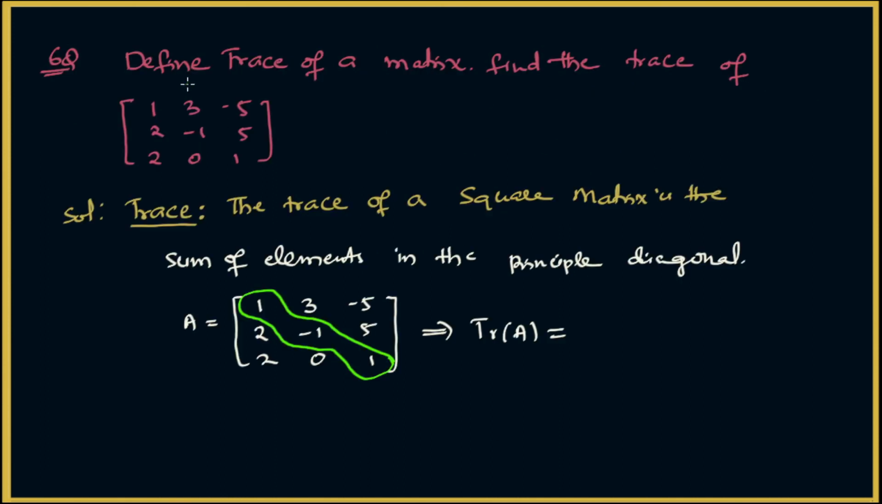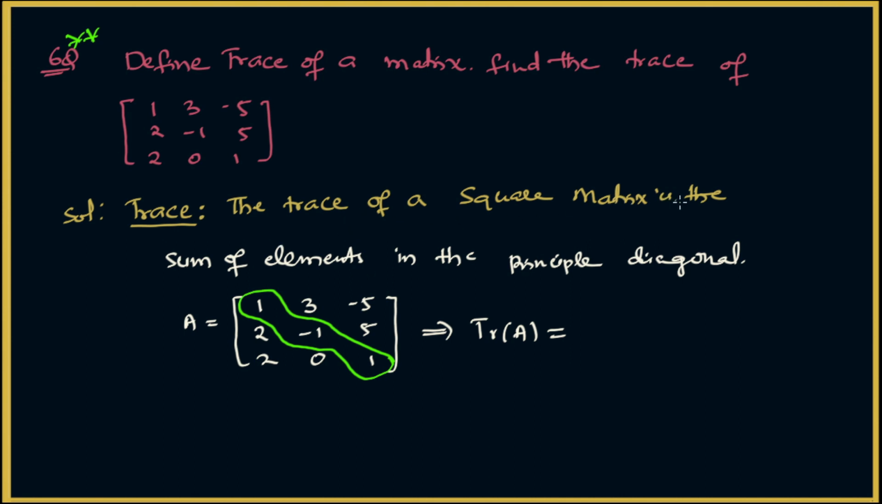Next, question number 6, very important. Define trace of a matrix, find the trace of given matrix. So first write down the definition. What is the definition of trace of the matrix? The trace of a square matrix. Square means number of rows equals number of columns. Example, 2 by 2 matrix, 3 by 3 matrix, 4 by 4 matrix, like that. N by n matrix is called square matrix.